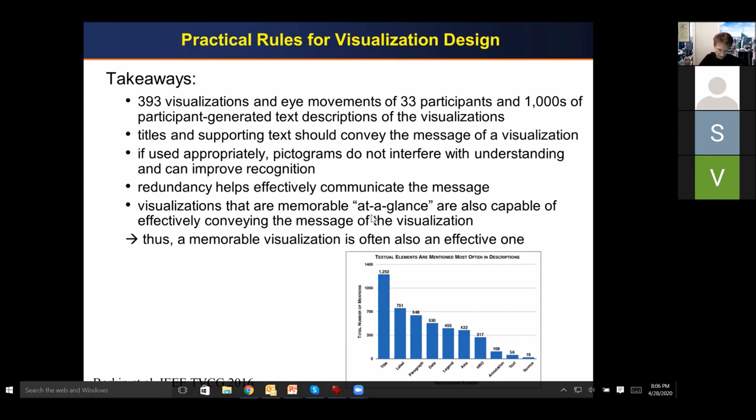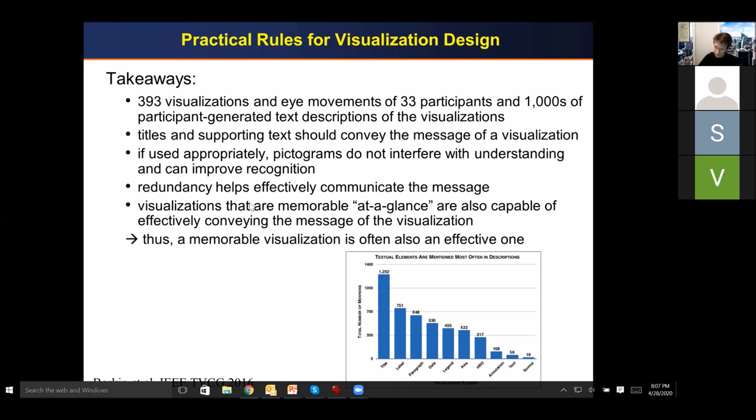Basically, visualizations that are memorable at a glance are also capable of effectively conveying the message of the visualization. So most often a memorable visualization can also be an effective one, because you remember it at a glance. If you remember it, then it must have stuck, because you remember the data too. You remember something about the visualization, so obviously it was effective, because you remembered it and carried it with you, and it gives you additional knowledge and makes you a more informed person.